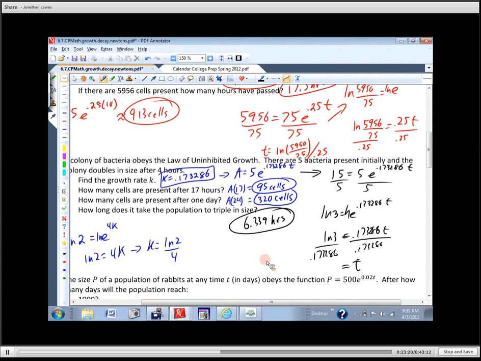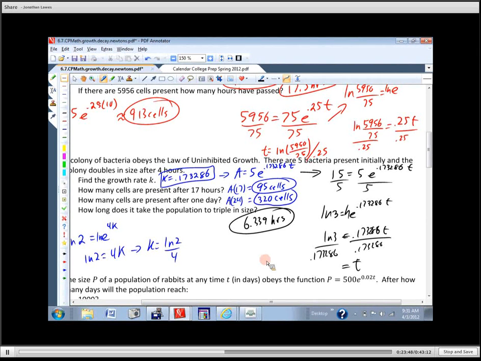Josh. The colony doubles in 4 hours, so to triple it's going to be a little bit more than 4. Okay? Would it be more than 8? No, because if it doubles every 4 hours, it would double in 4 hours, then double again in 8 hours. Does that make sense? So it would have to be somewhere in between. Okay, around 6 would be a decent guess.